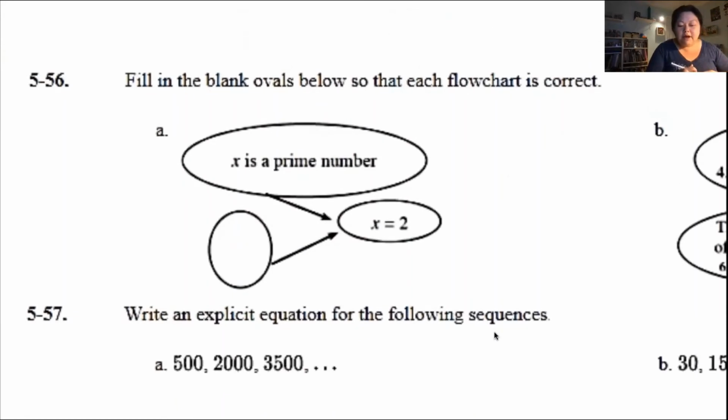Next, fill in the blank oval so that each flowchart is correct. So X is a prime number, right? And then how do I get the conclusion that X is equal to 2? Well, then you can say 2 is prime, right? So because X is a prime number, 2 is also a prime number, then essentially what we did was get rid of the prime number and said X equals 2. And that's how the conclusion becomes X equals 2. A little bit tricky, so think about that a little bit more.